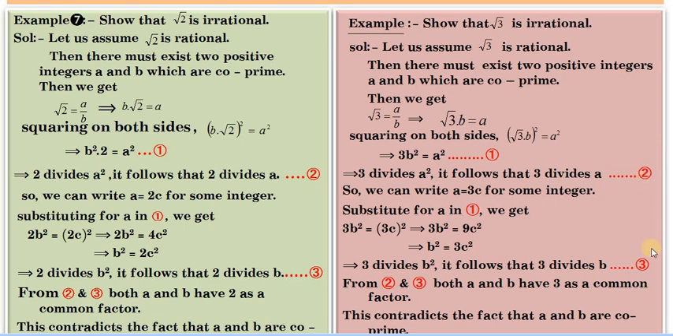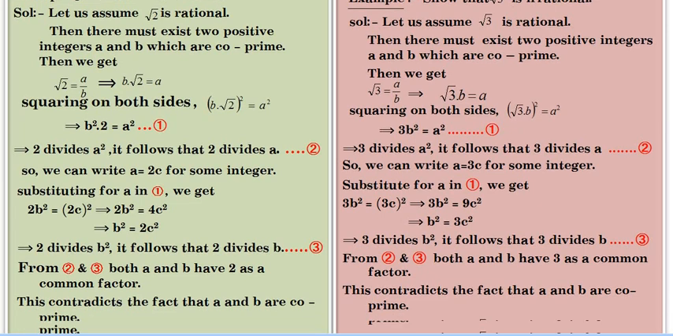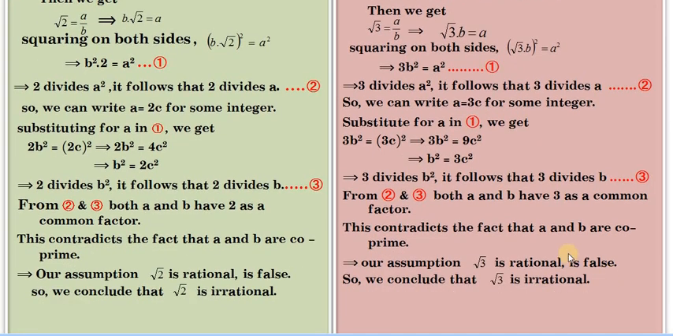Now you check the second statement and the third statement. What do you observe here? 3 divides a, 3 divides b. That means 3 is a common factor of a and b. But this is a contradiction to the fact about a and b, because in the first step you have taken a and b as co-primes, isn't it? So this contradicts the fact that a and b are co-primes.